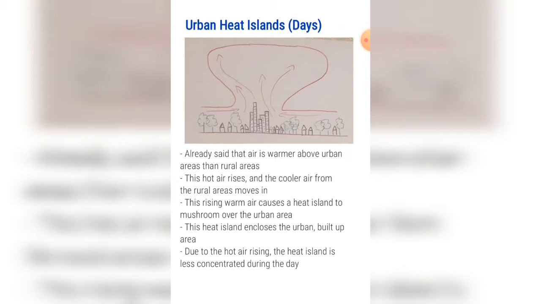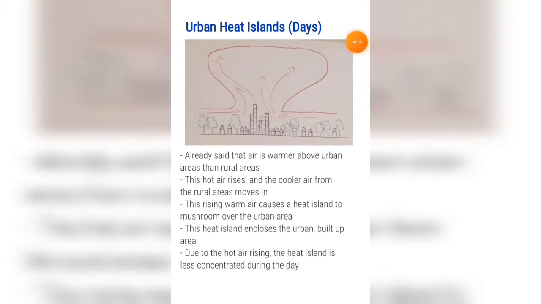Now this hot air rises and the cool air from the rural areas moves in. This rising air causes a heat island to mushroom over the urban area. This heat island encloses the urban area and the built-up area. Due to the hot air rising, the heat island is less concentrated during the day. This is because the air moves upwards into the atmosphere and is kind of spread out into that mushroom shape.